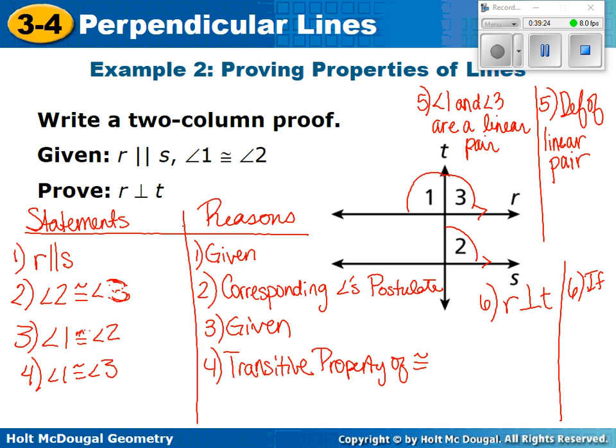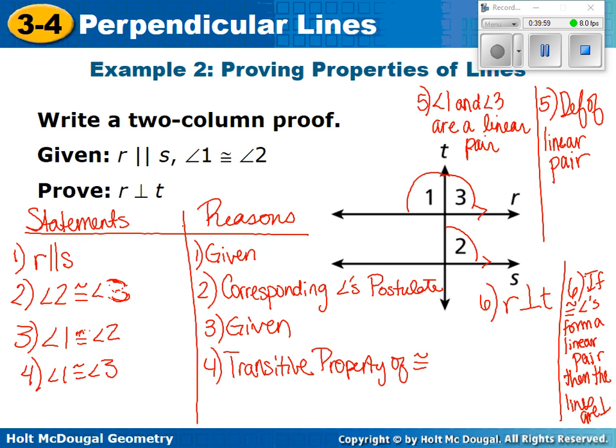If congruent angles form a linear pair, then the lines are perpendicular. And again, I just wrote what I had over here. So if it's hard to read on the board, read it up here on the whiteboard.